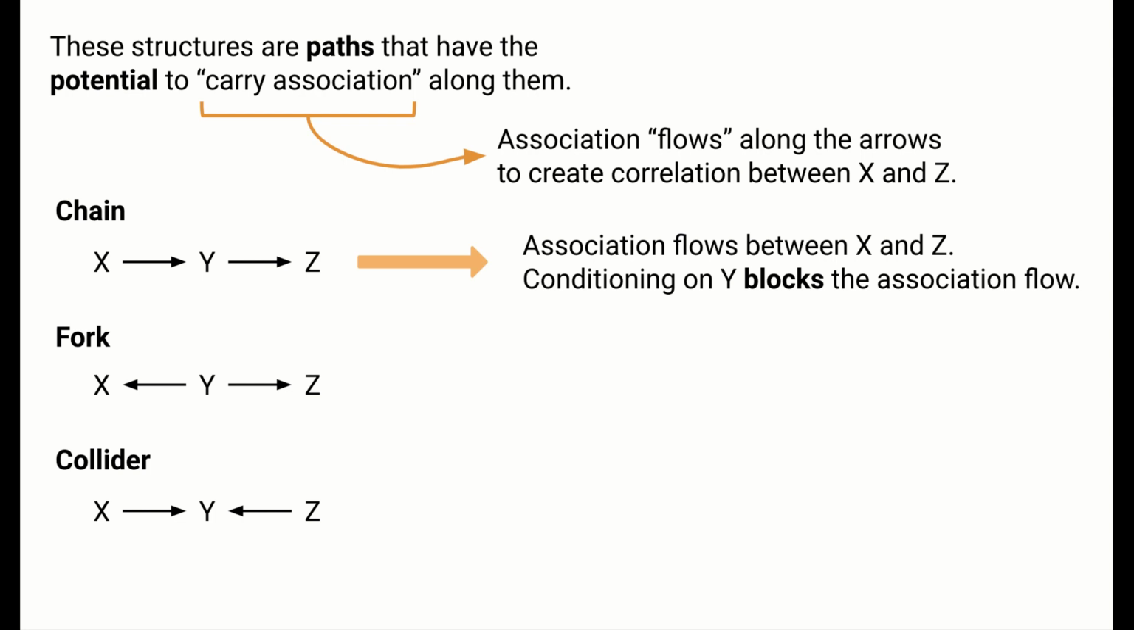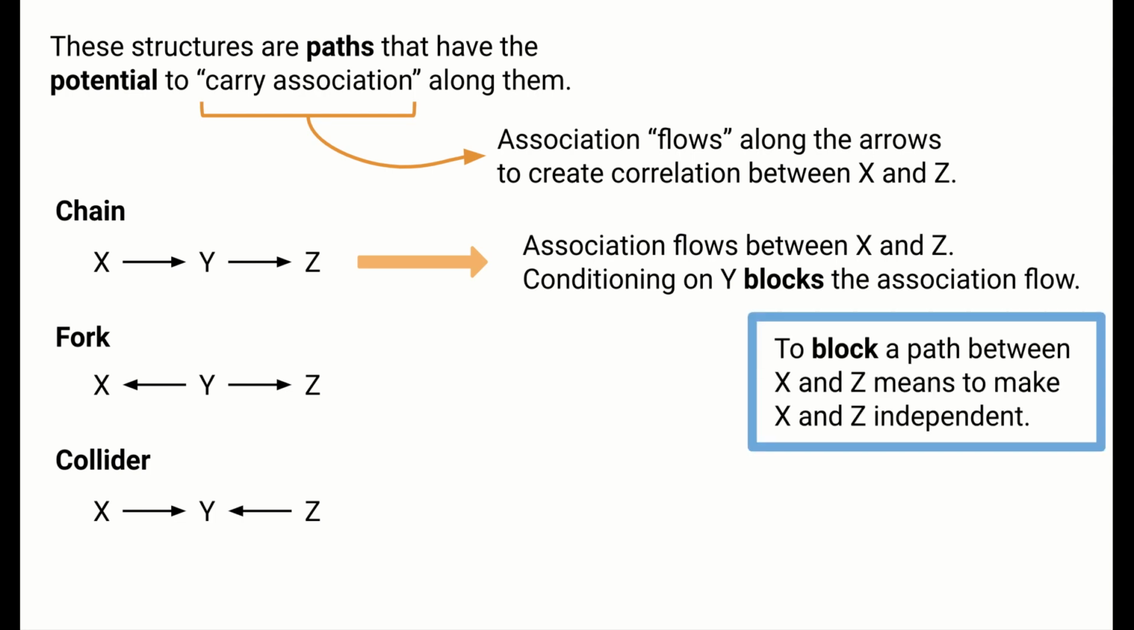The chain naturally carries association from x to z in that x and z are marginally dependent, but conditioning on y blocks the flow of association, rendering x and z conditionally independent. Blocking is a formal term that is used in the causal inference community to mean make independent. In the case of the chain, conditioning on y blocks the path between x and z, and doing so makes x and z conditionally independent. The fork acts the same way as the chain. Association flows from x to z, but that flow is blocked when the middle node y is conditioned on.